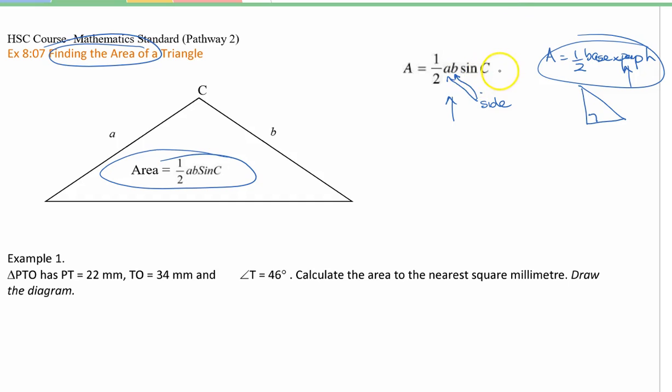And what else do we have here? We must have an angle. Well, let's have a think about that. If we had sides a and b, these two sides, it doesn't really matter about that side because it's not involved in this formula.